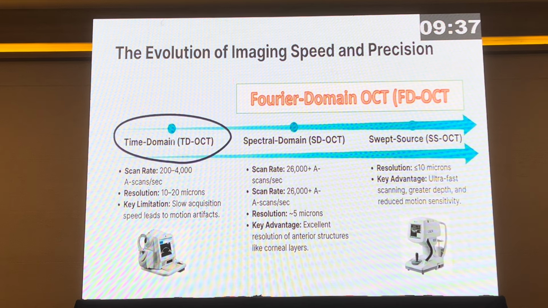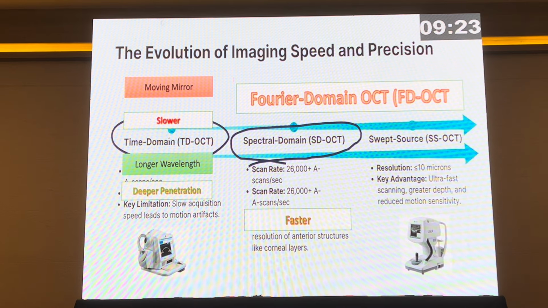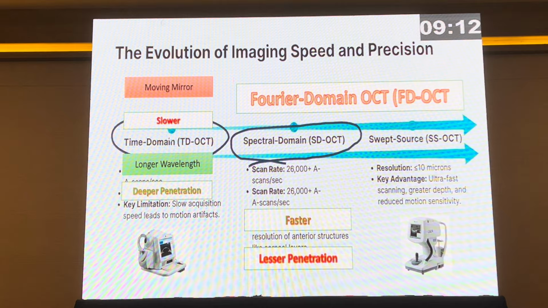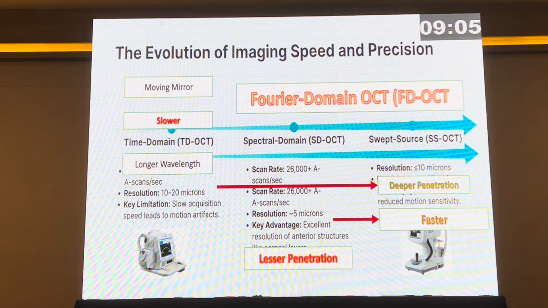The time domain talked about a moving mirror and a longer wavelength. The problem with the moving mirror was that it was slower. The longer wavelength, however, helped us with deeper penetration. The spectral domain removed the moving mirror and made it faster, but the shorter wavelength made it less penetrating. So the advantages of speed and deeper penetration were both combined in swept source OCT, and that is the talk of the town now.